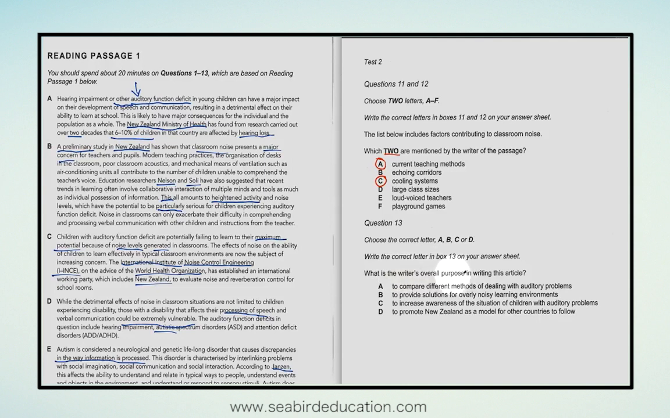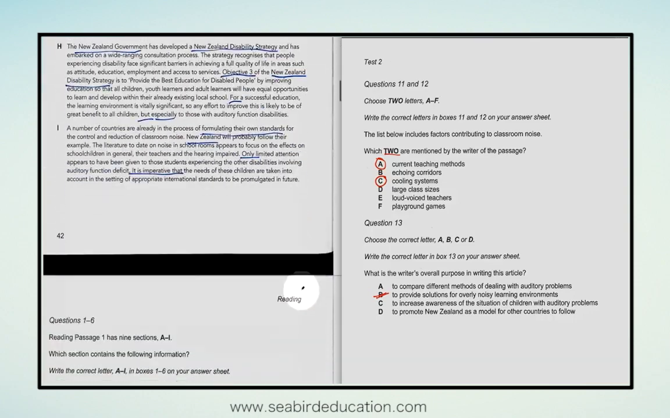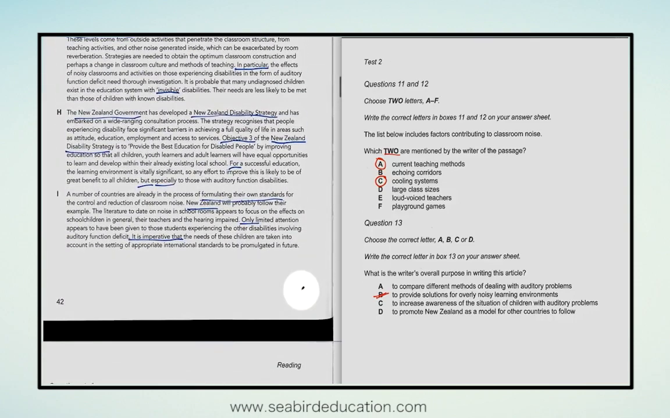What is the overall purpose in writing this article? Compare different methods, provide solutions, but overly noisy solution. That's not that one. It's not providing any solutions. Increase awareness. It's closest to that one. Promote a model for other countries to follow? No. Let's have a look at the conclusion, because that's usually where you would find the answer for such a question. And it is imperative that the needs of these children are taken into account, setting appropriate international standards. So I think that's increased awareness. Only limited attention appears to be given. So we're going to go with C.